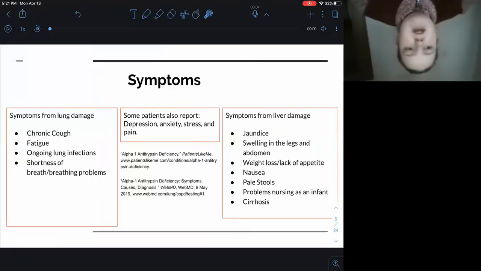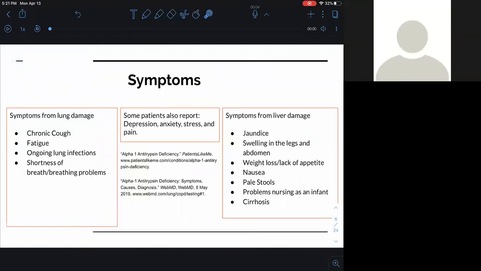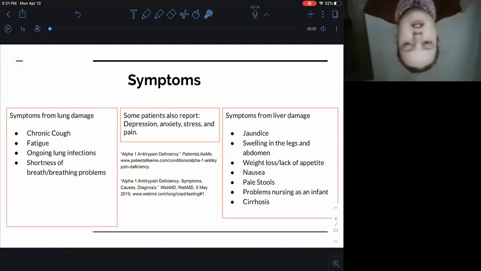Okay, so the symptoms can be divided into two categories. Symptoms from lung damage include chronic cough, fatigue, ongoing lung infections, shortness of breath, and breathing problems. Symptoms from liver damage can include jaundice, swelling in the legs and abdomen, weight loss, lack of appetite, nausea, pale stools, problems nursing as an infant, and cirrhosis. Some patients also reported depression, anxiety, stress, and pain. Your symptoms will differ depending on what type of allele you have and your lifestyle factors and environment. Next.